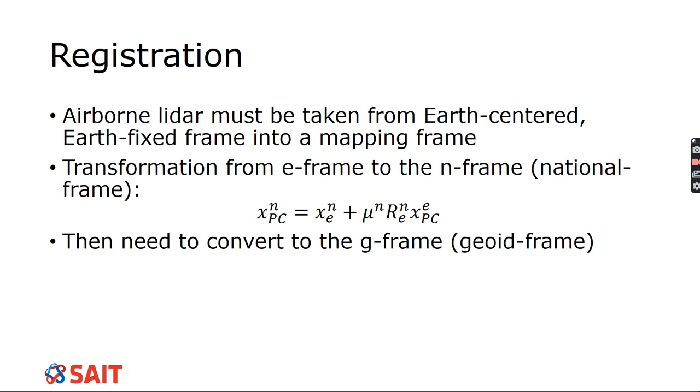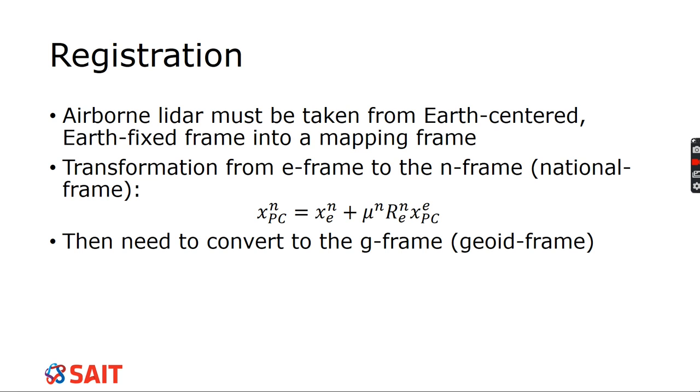It's just specific to most American textbooks, which will say N frame because that's what they use: they have their state planes and national coordinate system that they use a lot. We just use a mapping frame, so just M frame is fine here. The G frame is the geoid frame, so now we're taking it from the ellipsoid and moving it onto the geoid surface for height.